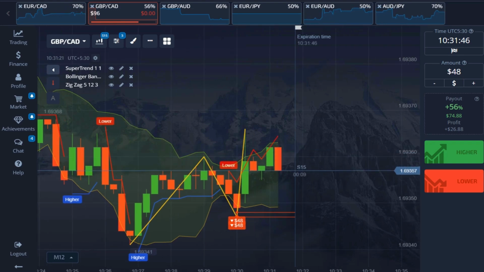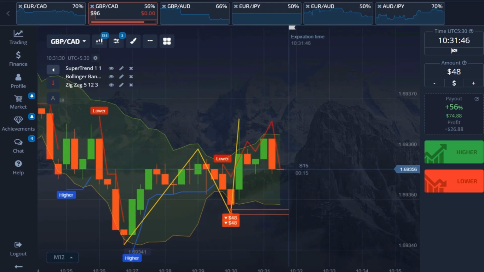Now, let's see how this trade unfolds. Profit or loss? Stick around to find out.